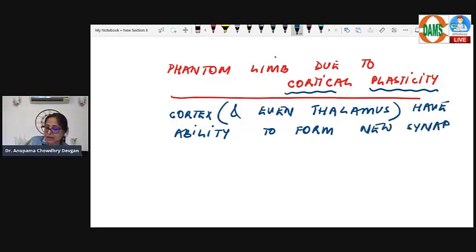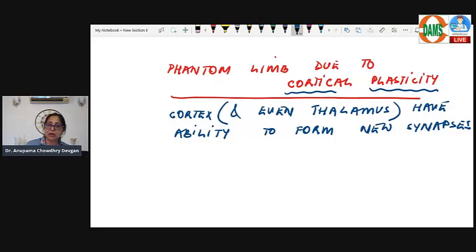If there is an amputation, there will be inflammation. Injury anywhere brings about an inflammatory reaction. Basic pathology, yes. So inflammatory chemicals are released. The cortex and even the thalamus have the ability to form new synapses. That is called cortical plasticity.